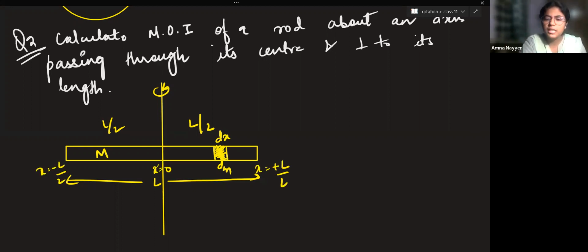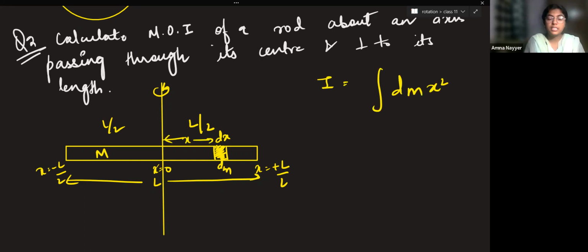Fine. So this much I have assumed. The small separation with this small length dx, I have assumed. Now coming to the formula usage, which I was trying to tell you: dm r square. Instead of r, let's use x, because here I take this part as x. And integrating it from where to where?